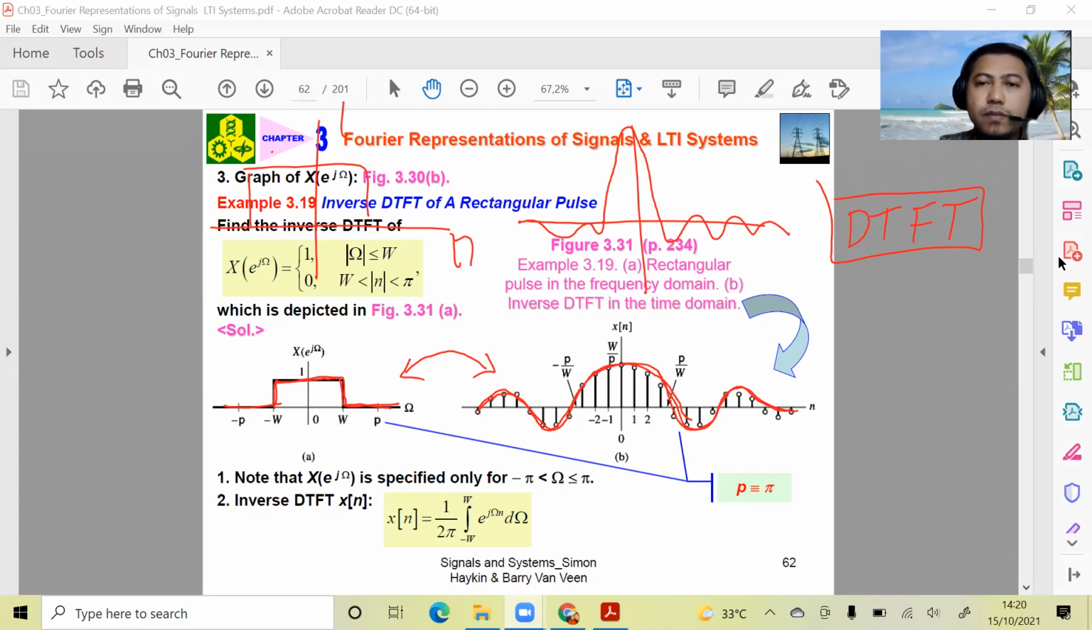We almost finished the material for this week. So we cut the material for the frequency domain until this point. So I will summarize.